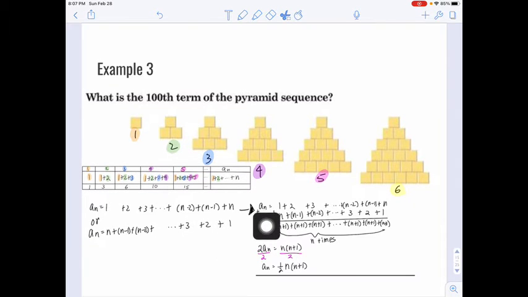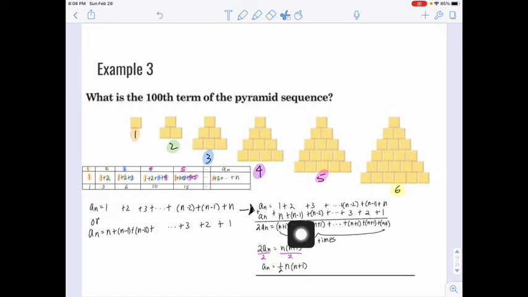Therefore, we can add a sub n to itself and get 1 plus n plus 2 plus n minus 1 plus 3 plus n minus 2, and so on till we get to n minus 2 plus 3 plus n minus 1 plus 2 plus n plus 1. If you add straight down, we get n plus 1.